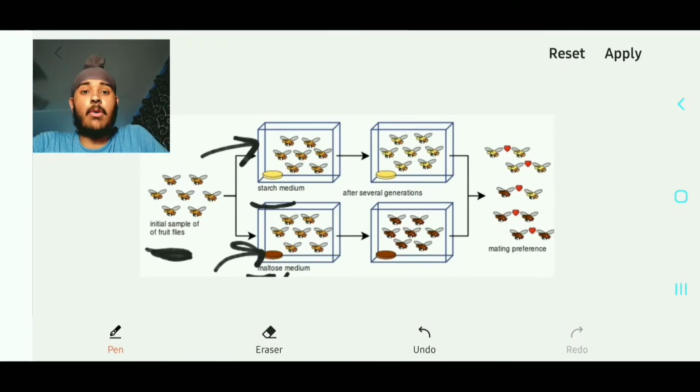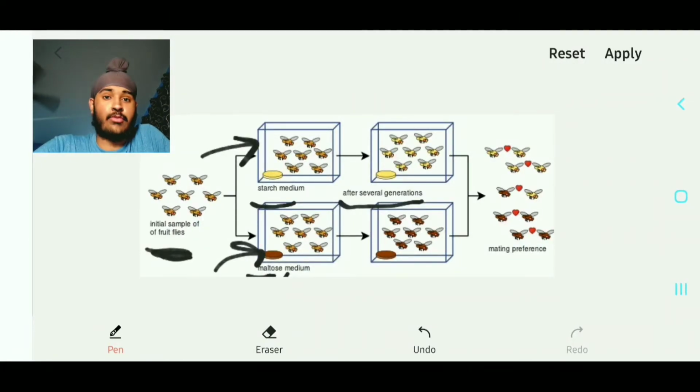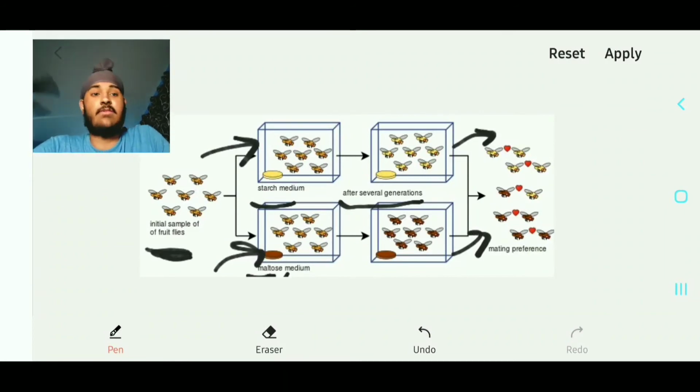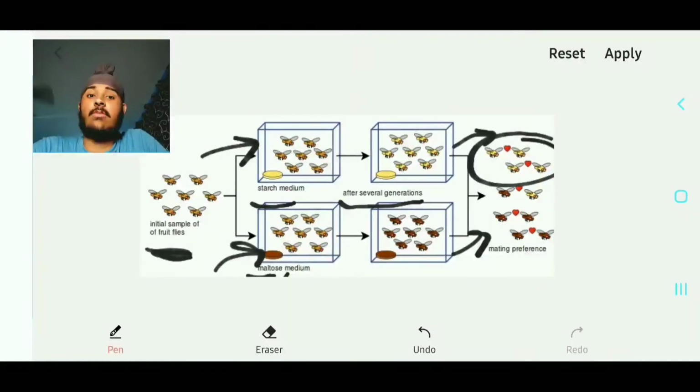So after exposure of several generations to the maltose or the starch respectively for the fruit flies, they wouldn't be mating with each other. They'd be isolated, so over time they'd only be eating the starch or the maltose, so they'd be getting used to that. And slowly the DNA sequences would change. Once several generations have passed, they'd come out and they'd only mate with pretty much each other. Same with the maltose. So then these are pretty much new species.